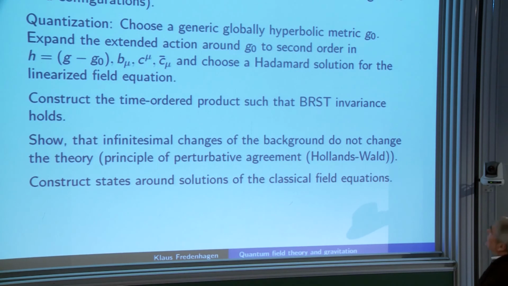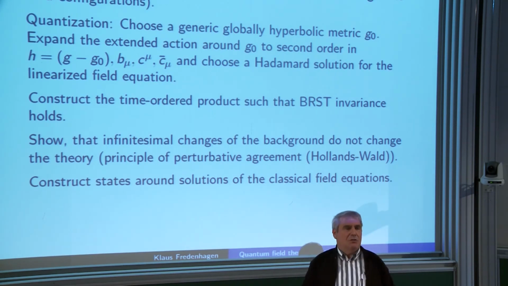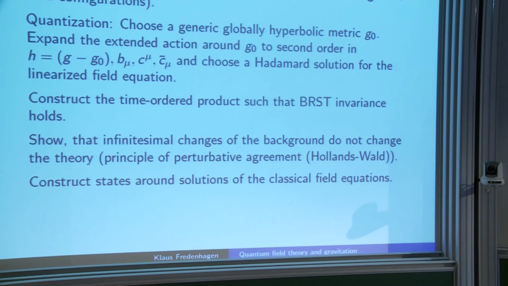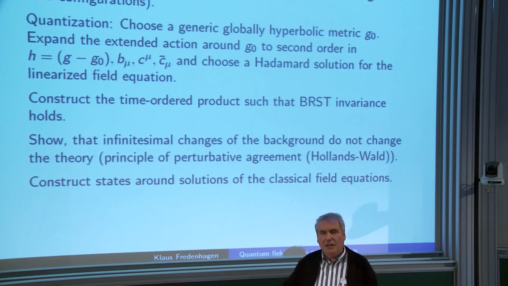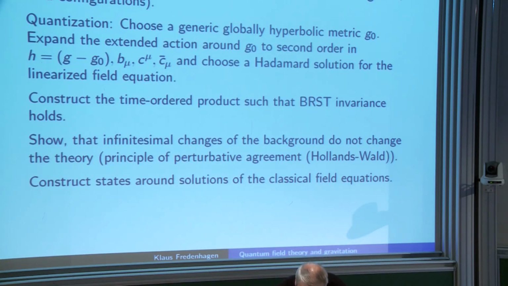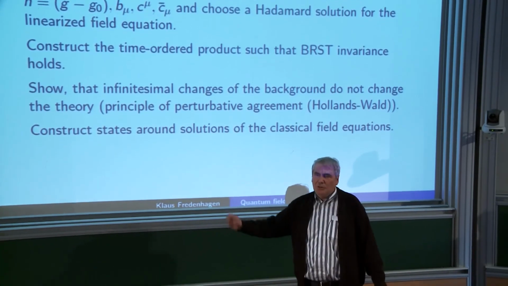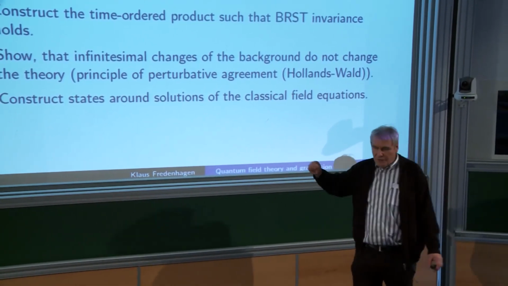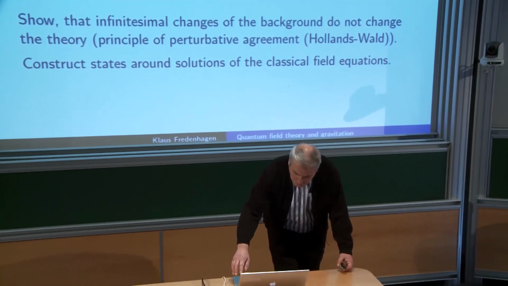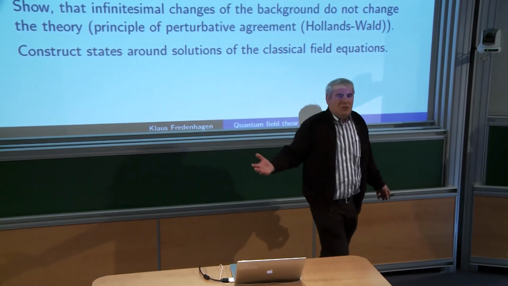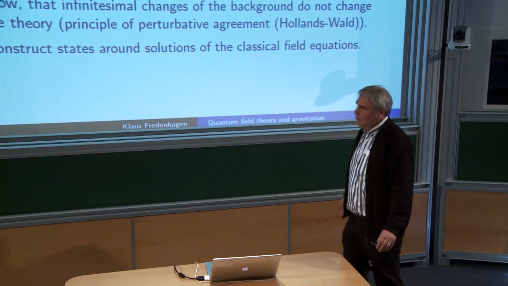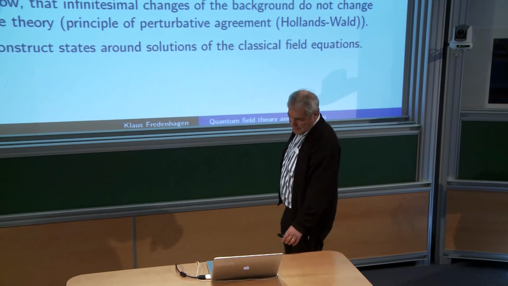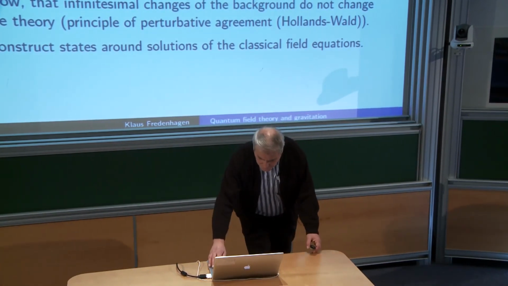And then you just choose such a generic globally hyperbolic metric, and you expand the extended action around this up to second order, so you get a free field theory. One can show that this has Hadamard states, and then one adds the remaining terms of the action in perturbation theory and constructs everything. This has to be done in such a way that the BRST invariance holds. And at the end, you prove that if you change the background infinitesimally, then the theory does not change. This is due to the principle of perturbative agreement proved by Hollands and Wald. And states can be constructed at the end, if you start from a solution of the classical field equation, by using the concept of coherent states around this.